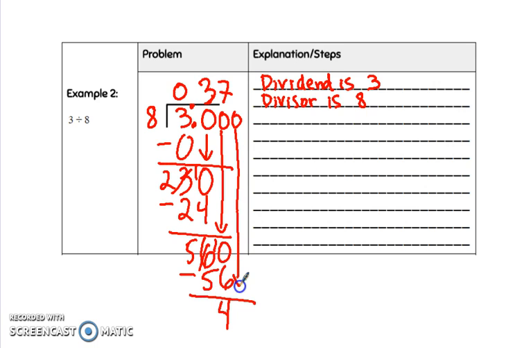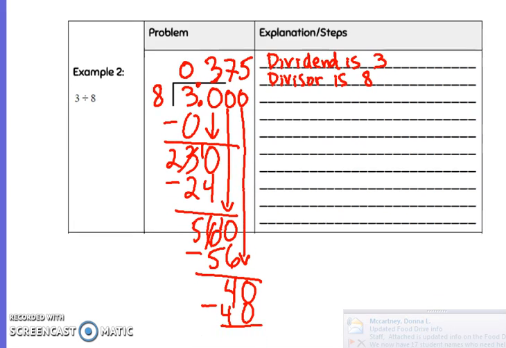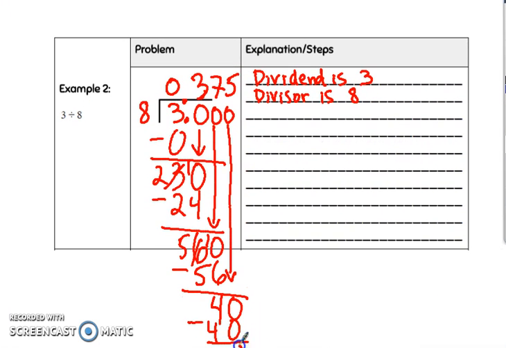We keep bringing down zeros until, hopefully, we don't get any repeating or an answer. We bring down the 0. Now we go in the divisor into this part of the dividend. 8 goes into 40 5 times. 5 times 8 is 40. Oops. And no remainder. So, all these steps, the quotient comes out to be 0.375.